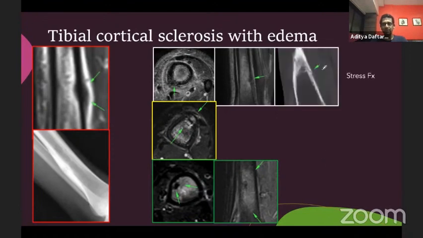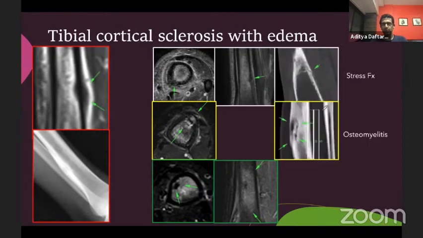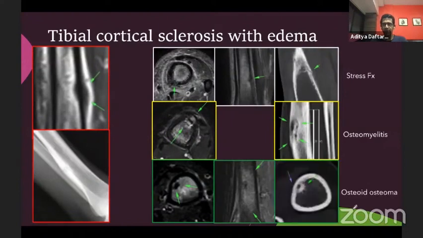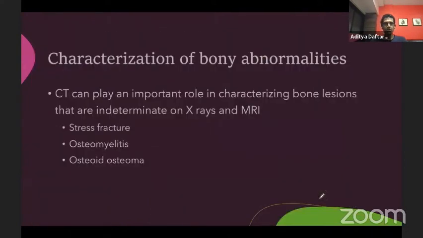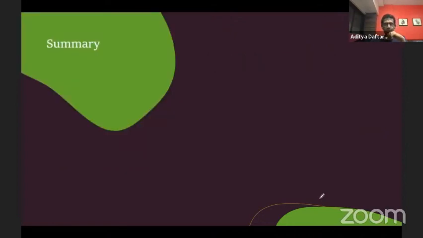But when we do a CT, this one becomes very clear that this is a stress fracture. When you do a CT for this one, you can see very clearly that this is a case of Brodie's abscess or osteomyelitis with sequestrum formation in the cortex. And you can see this last one is a pretty classic osteoid osteoma. So, it's very helpful to use CT to further characterize some bone lesions that we see. And I've shown you an example of stress fracture, osteomyelitis, and osteoid osteoma.